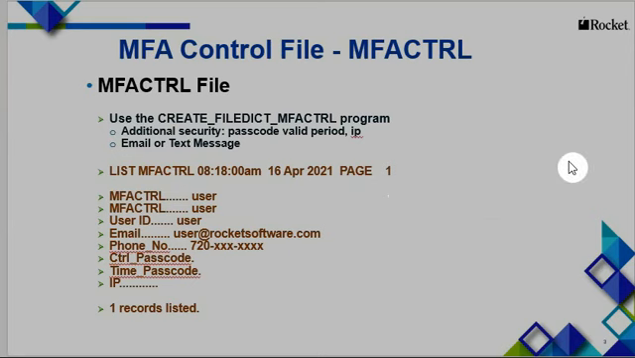Before I can use the demo client program to connect to the server, I need to create one control file called MFACTRL. This control file stores the passcode and also your email address or phone number. You can also set an additional validity time period for the passcode, or put in additional security such as IP address checking.